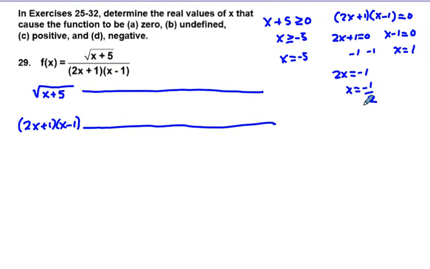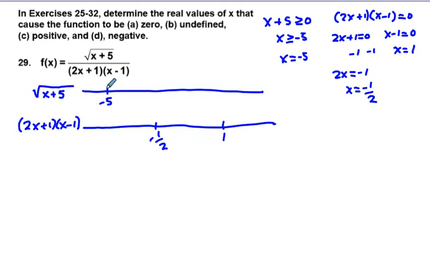Okay, so let's go see where we are. The lowest critical number we have is -5, so I'm going to put this right here. That's representing the denominator. No, I'm not. It's representing the numerator. Okay, and then we have these other two critical numbers of -1/2 and 1 from the denominator.